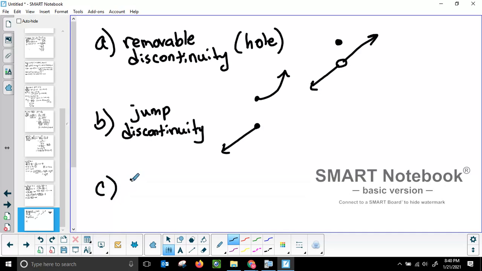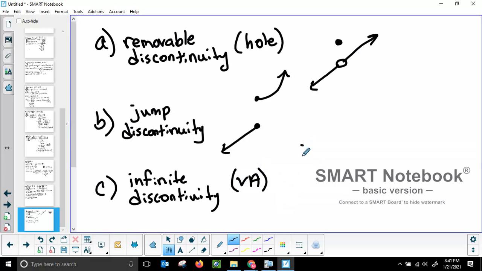All right, and C, an infinite discontinuity, is a vertical asymptote. So if you have something like this, rational functions often have infinite discontinuities. And it doesn't matter whether they both go up, one goes up, one comes down, it doesn't really matter as long as there's a vertical asymptote there.